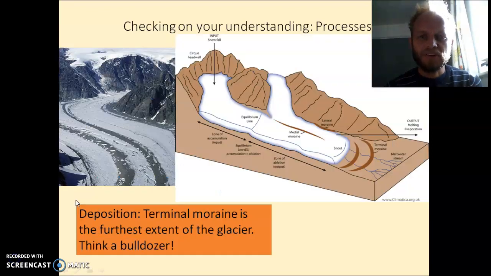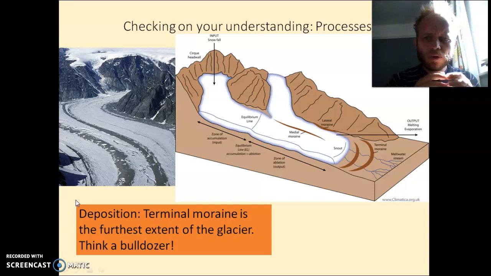The last two processes you need to know with glaciation are transportation and deposition. Transportation is just the fact that these glaciers, although they're pieces of ice, are carrying huge amounts of material, and that material is called moraine. So moraine is the material a glacier is carrying.